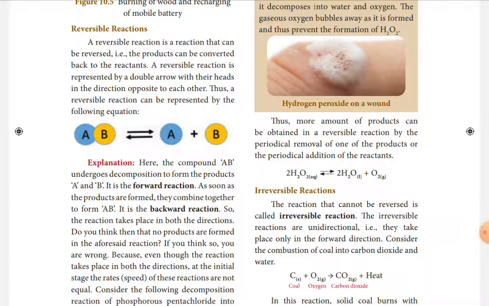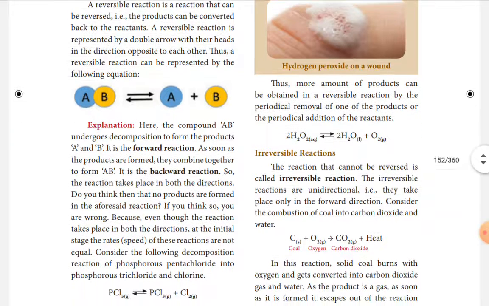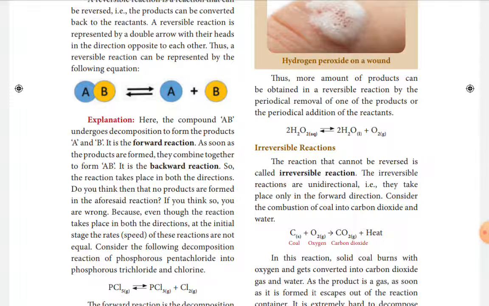Do you think then that no products are formed in the aforesaid reaction? If you think so, you are wrong, because even though the reaction takes place in both directions, at the initial stage the rates, the speeds of the reactions, are not equal. But after some time there will be an equilibrium between reactant and product.